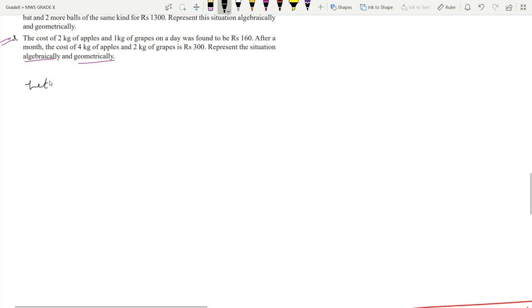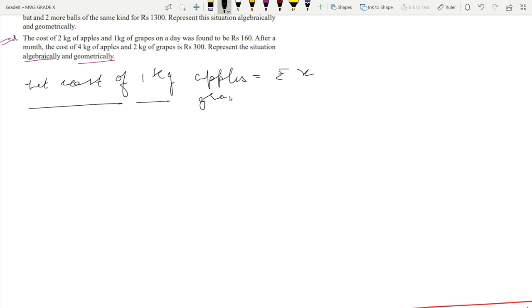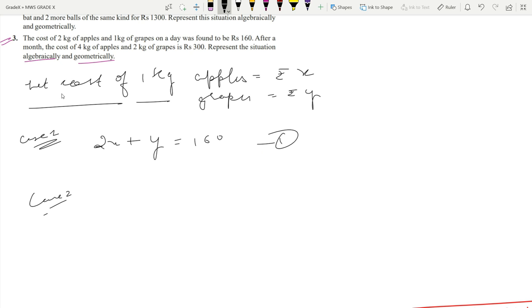As we don't know the cost of apples and grapes, let the cost of 1 kg apples be rupees x, and the cost of 1 kg grapes be rupees y. Now case 1: 2 kg apples then 2x, and 1 kg grapes then y is equal to 160 rupees. This is the first equation. And case 2: the cost of 4 kg apples and 2 kg grapes is equal to 300. So these are the two equations.